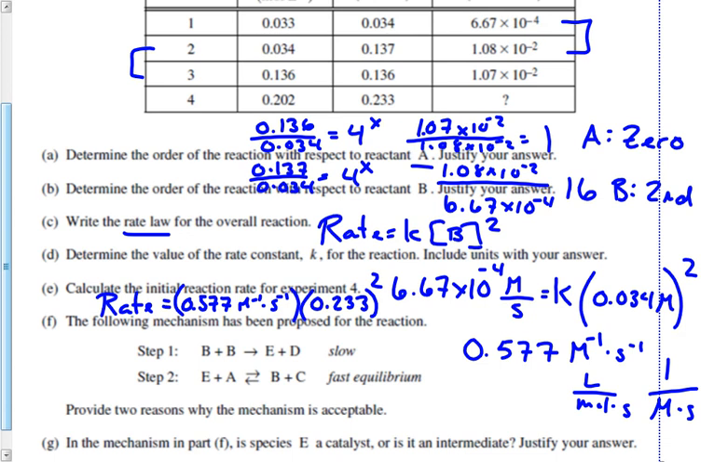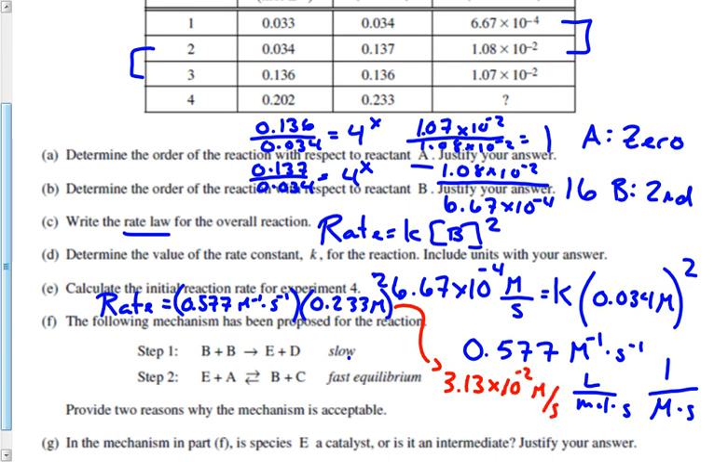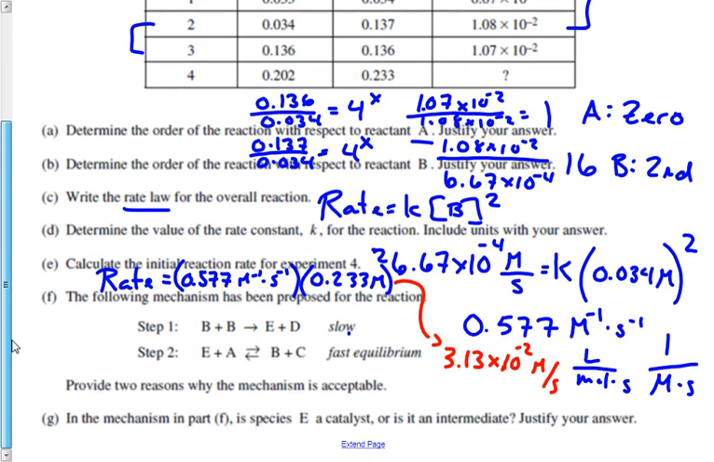So I just plug it in like that. So it's 3.13 times, again, if you're like, I don't understand now what to do, after you find the order, and then you find the K, you're just plugging it into a new rate law, and you can find a new rate at any time.